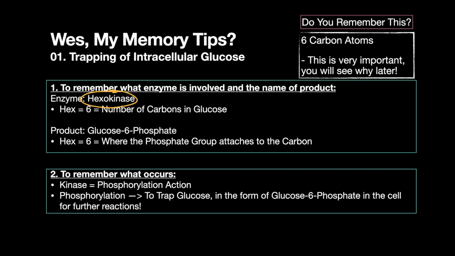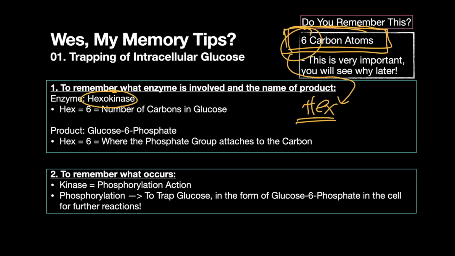To remember the enzyme, remember that glucose has 6 carbon atoms, and 6 means hex. This is why I said earlier that glucose has 6 carbon atoms, because it can give you a hint or a reminder about the name of the first enzyme involved in the glycolytic process. And to remember the product name, remember that hex means 6, and 6 is where the phosphate group attaches to the carbon.